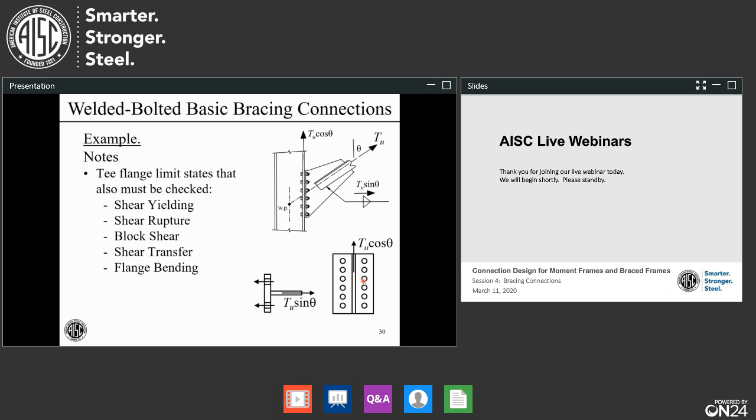Block shear. Transfer between the T flange and the column flange. And finally, the flange bending of this T flange, and of course the column flange as well. So there's lots of stuff we did not show here. Not trying to show complete examples, just trying to show some selected limit states.